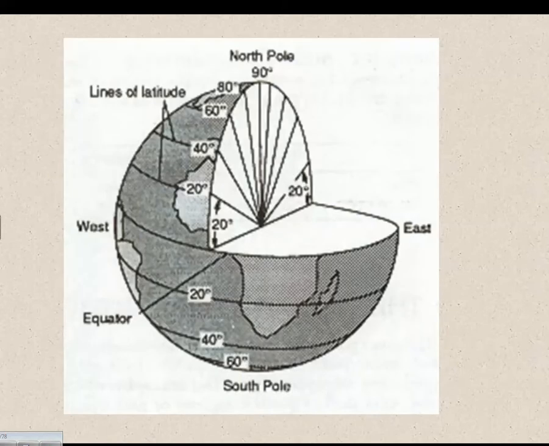So here's a picture showing latitude lines, and you'll see how latitude lines circle right around. There's the equator, everything's parallel, 20 south, 40 south, and so on and so forth. 20 north, 40 north, 60 north, 80 north, 90 north.